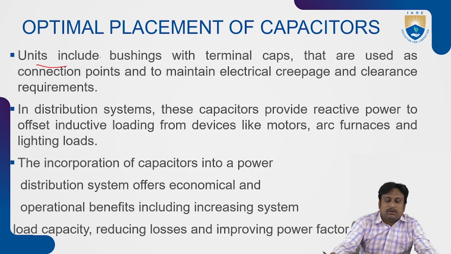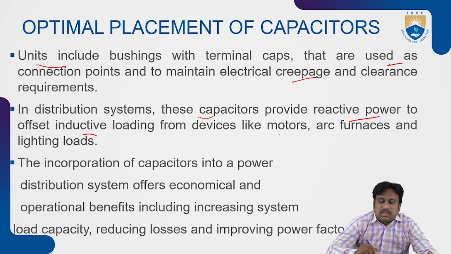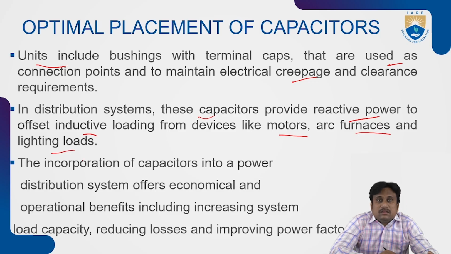The units include bushings with terminals that are used as connection points, and they have to maintain electrical creepage and clearance requirements. In distribution systems, these capacitors are ready to provide reactive power. This is to offset the inductive loading from devices like motors, arc furnaces and lighting loads. All these types of loads are inductive in nature.